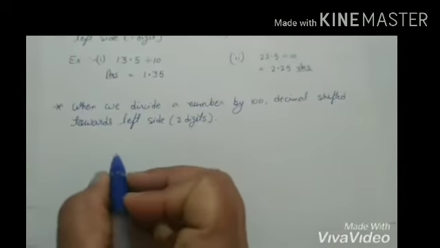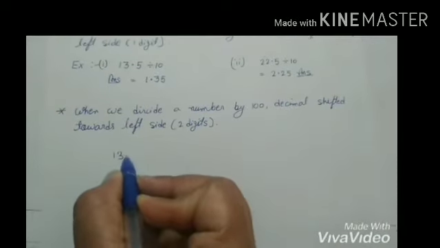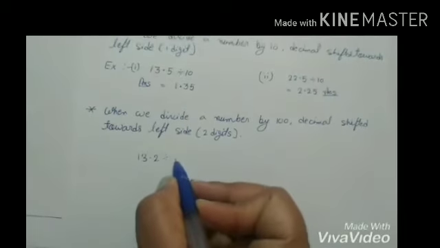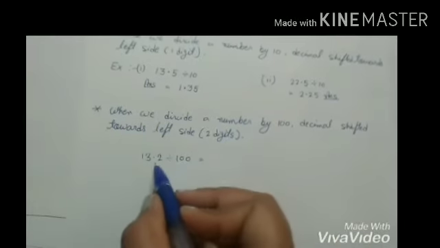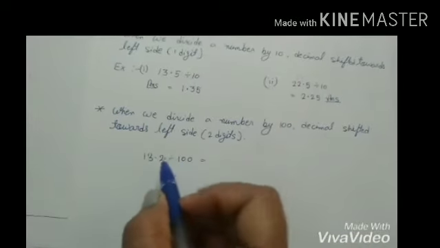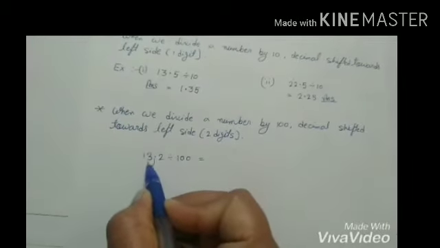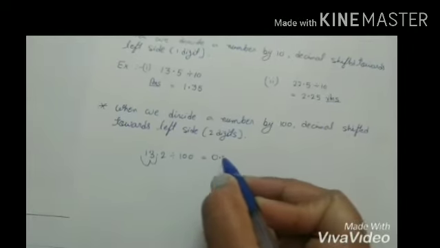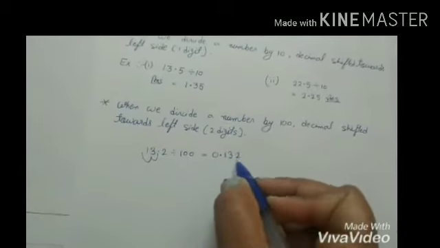So let's take an example. If we have 13.2 divided by 100, so the answer will be, we have to shift, here we have 2 zeros, so we will shift 2 points towards the left, that means 1 and 2, so it will be 0.132. Now let's take another example.